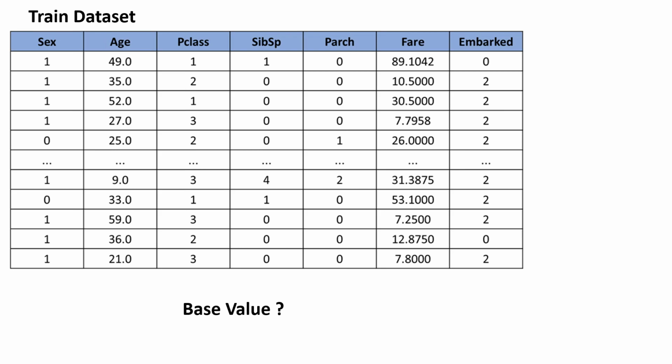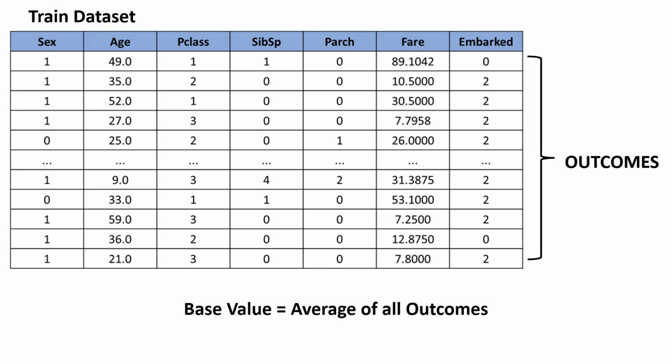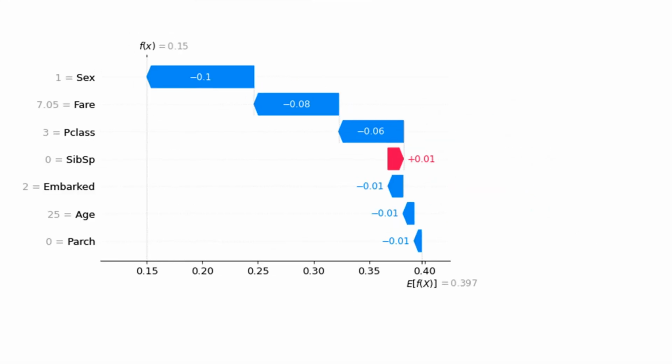Before seeing how each feature contributed, we must understand a base value. What is a base value? So this is the training dataset and the outcomes for each of these samples are all averaged together to get the base value. Finally, we will see a plot made by SHAP to understand how the prediction was made.